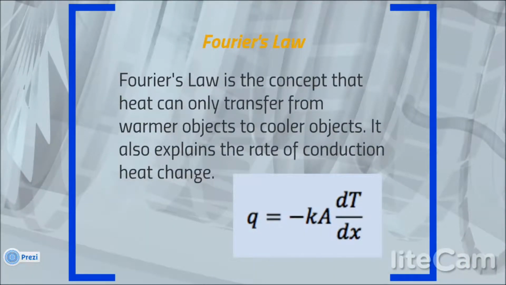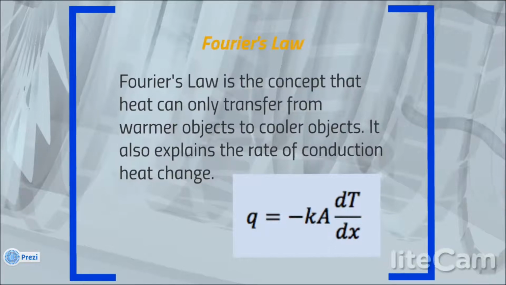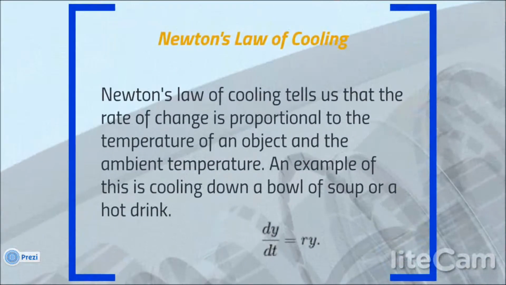Fourier's law is the concept that heat can only transfer from warmer objects to cooler ones. It also explains the rate of conduction heat change. Newton's law of cooling tells us that the rate of change is proportional to the difference between the temperature of an object and the ambient temperature. An example of this is cooling down a bowl of soup or a hot drink.